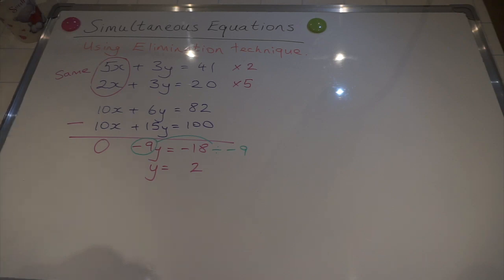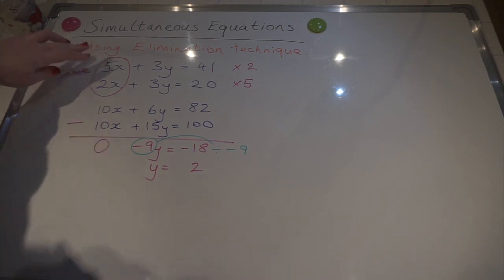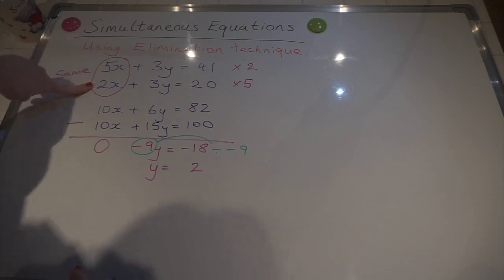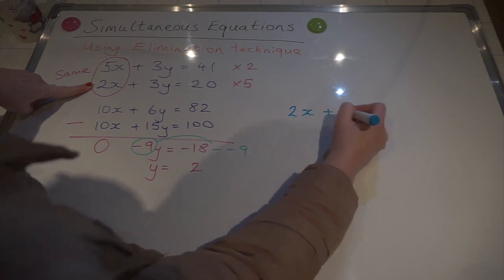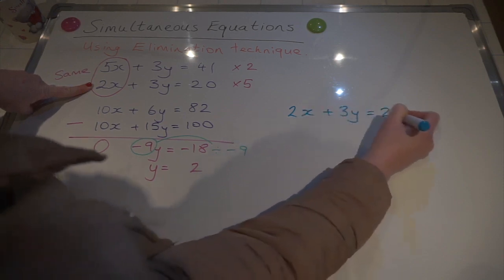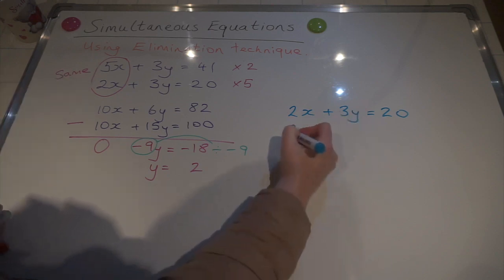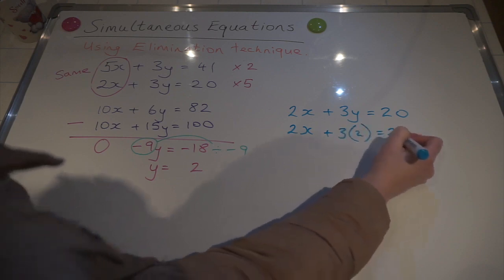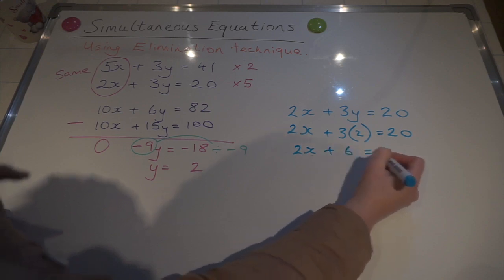I still need to find the value for x, so let's substitute. I'm going to substitute this value, y equals 2, into any one of my original equations. You can choose any one of them. I'm going to choose the second equation only because the numbers are smaller. So I'll rewrite that equation: 2x plus 3y is equal to 20. And I'm going to substitute in my new value for y. I know now that y is equal to 2. So 2x plus 3 times 2 is equal to 20.